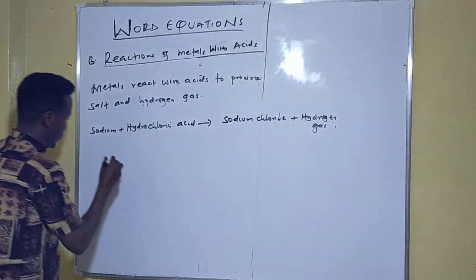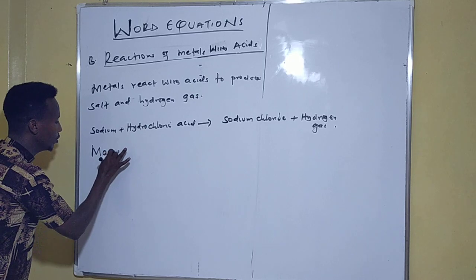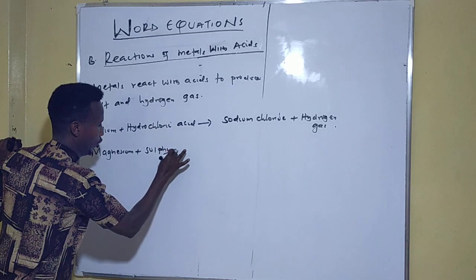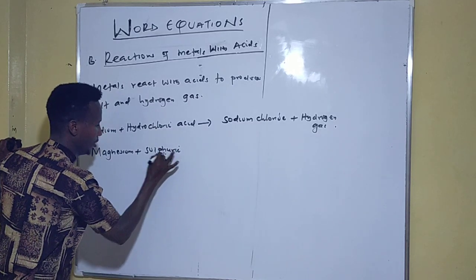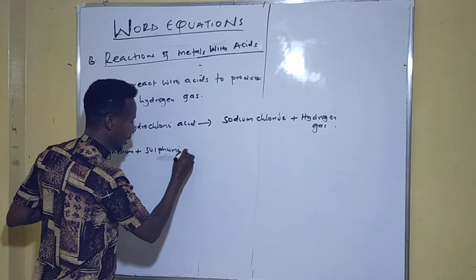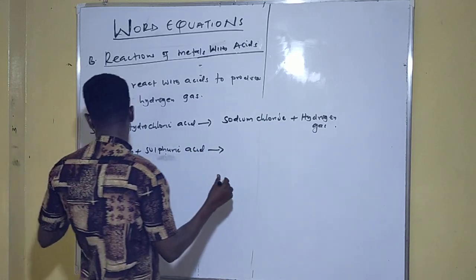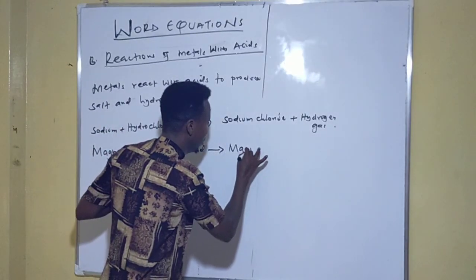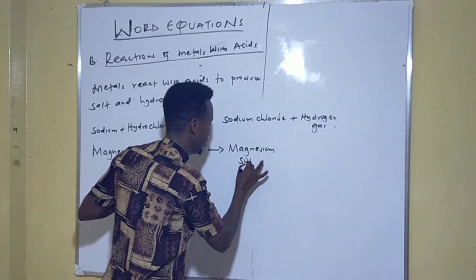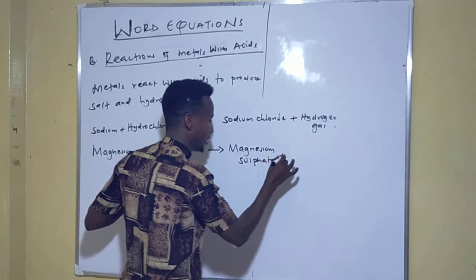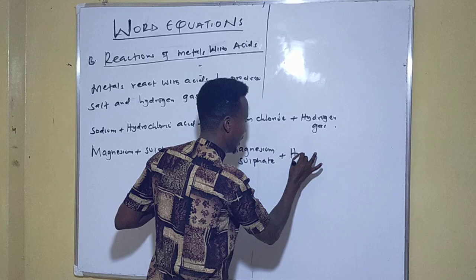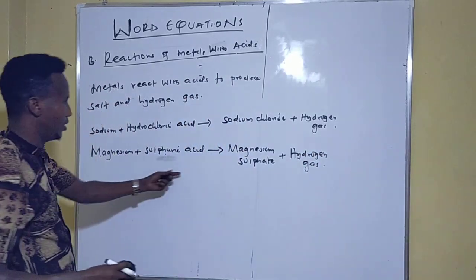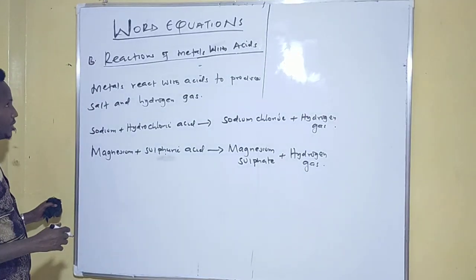Let me take again magnesium. This time magnesium plus sulfuric acid. It will give us magnesium sulfate plus hydrogen gas. Magnesium sulfate plus hydrogen gas. Can't you see now?